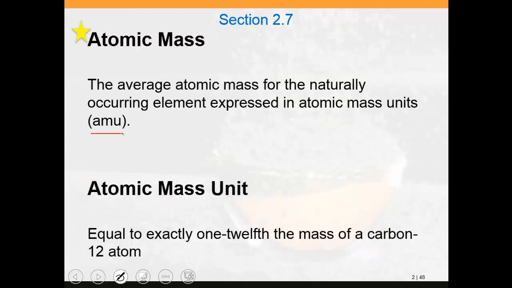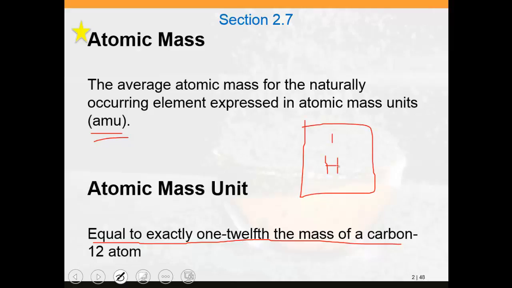Okay, so AMUs. And the atomic mass unit is by definition equal to exactly 1/12 the mass of a carbon-12 isotope. Now, atomic mass we're going to find on the periodic table. For example, we might have element number 1, which is hydrogen, and it might have the value of 1.0079. And so this is in AMUs, and this is an average atomic mass.